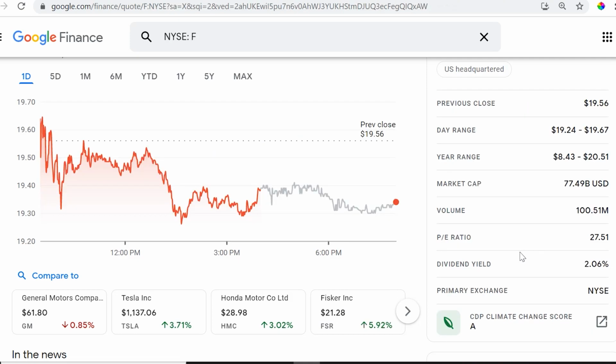Now with Ford, in the past year, it has actually worked out to buy them at a low PE, because now better news is coming out about Ford. There's a lot of projections that Ford will be doing well, and so people ran up the stock to a price where the PE ratio is now 27.51 instead of hovering around 10.